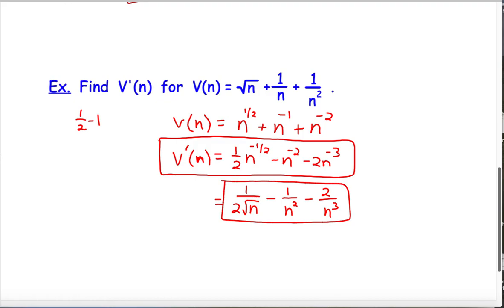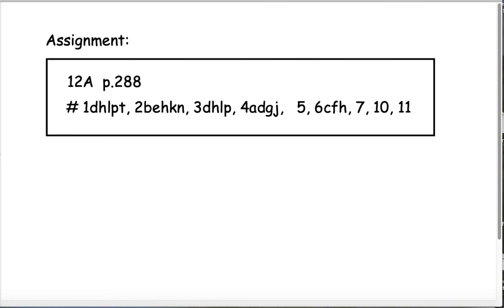All right, the best way to get good at calculating derivatives is to practice following these rules. So your assignment set is 12A. There's a ton of problems in 1, 2, 3, and 4, so I just picked out a few that should give you some good practice.